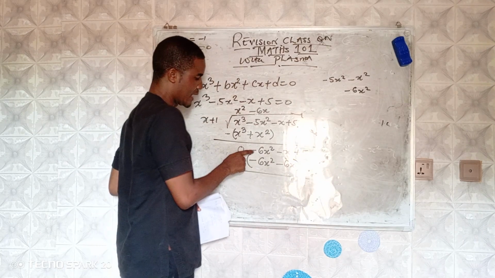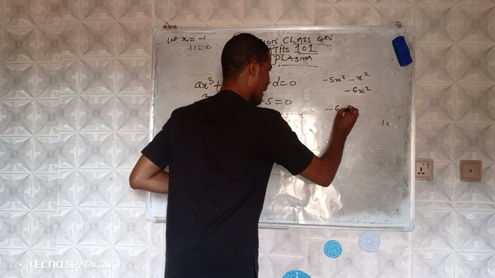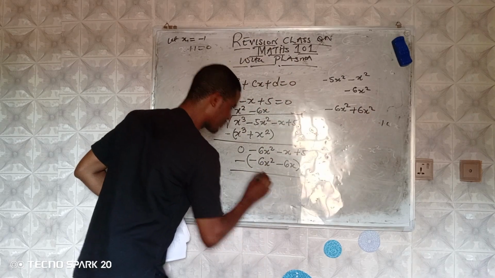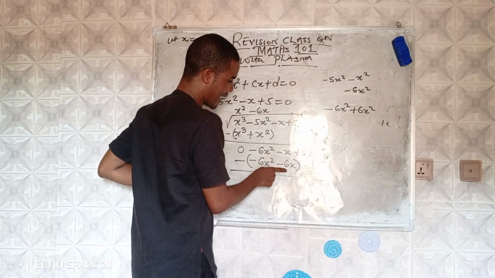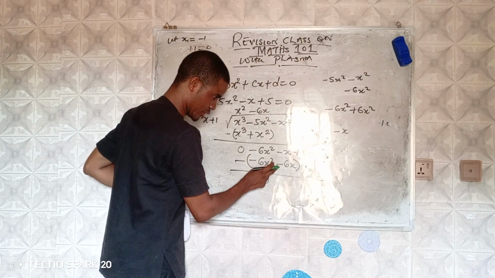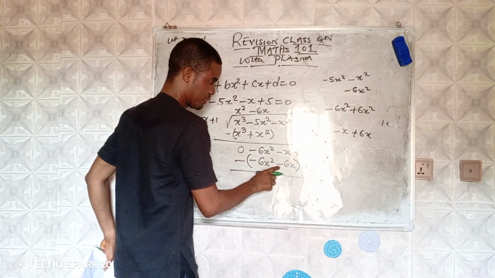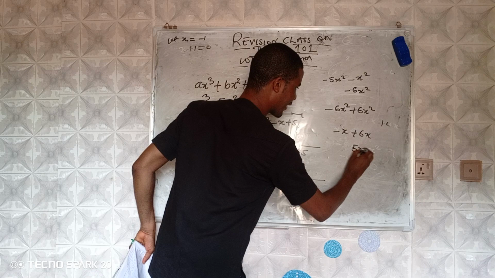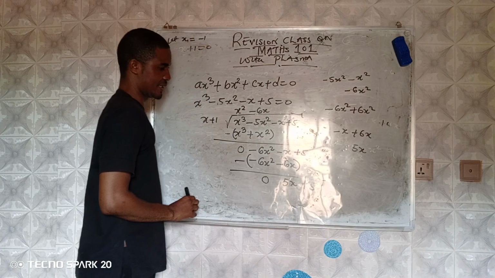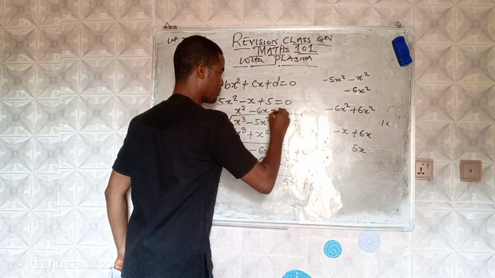Now, minus times minus is plus. So what I'm going to be having here is minus 6x squared, then down, plus 6x squared, which will give me 0. Then here I'm having minus x up, then down, I'm going to have a minus times minus plus 6x. Minus 6x plus 6x, which will give me 5x. So I have 5x here. Bring down the plus 5. Now, 5x divided by x will give me plus 5.